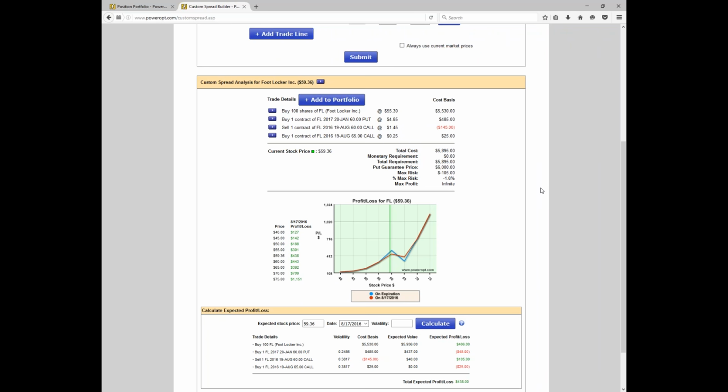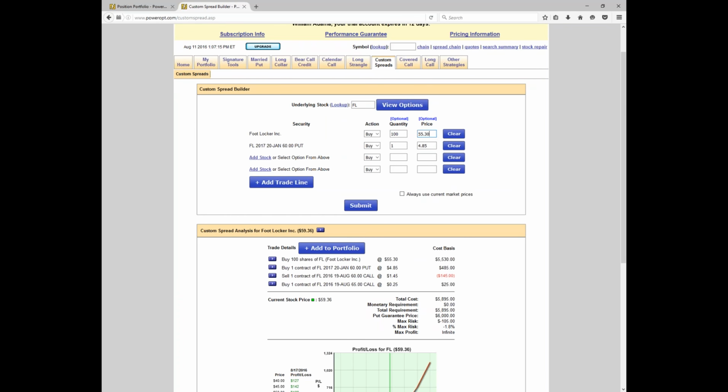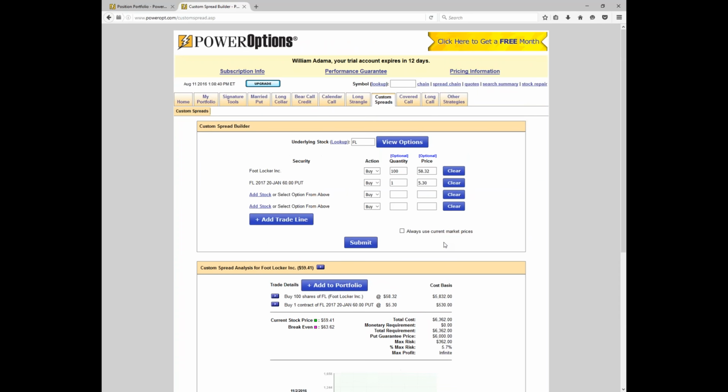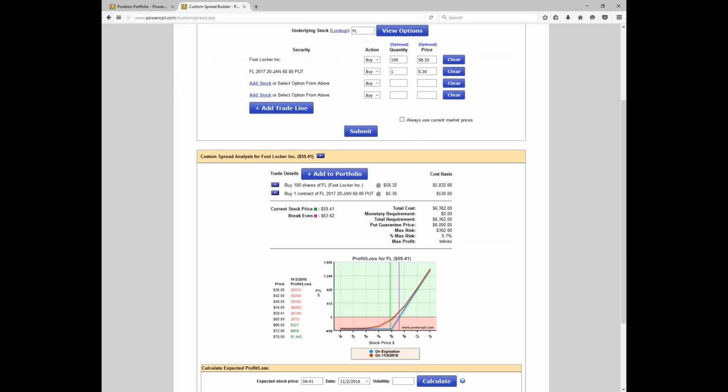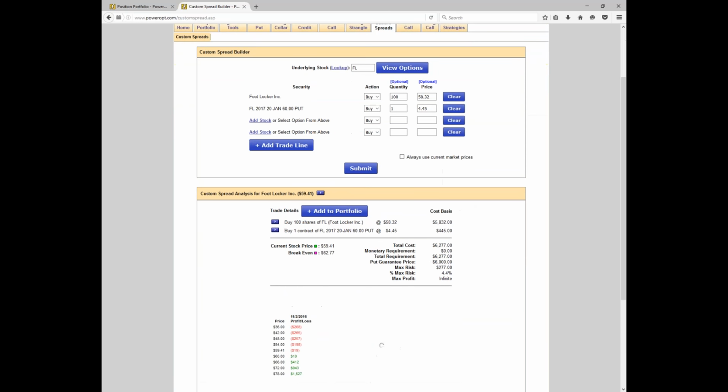What does that mean? Let's go back to the original. This isn't the position, but if I had bought stock, Michael, at 58.32 on Tuesday, and the stock moved up today to 59.41 or 59.60, we saw that we probably could buy this put at about 4.45. That was the midpoint price, even though we paid 5.30 for it. I would only have a risk of 4.4%.